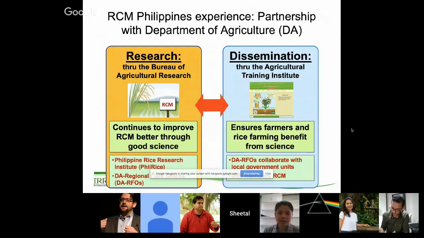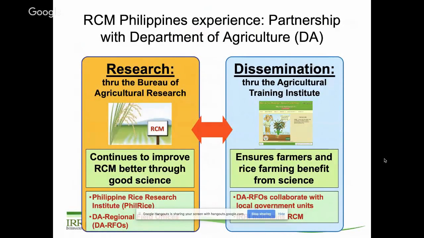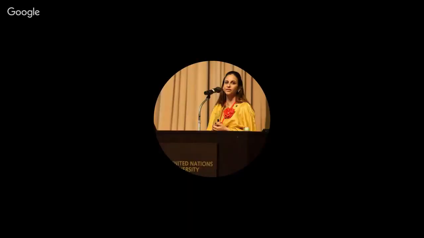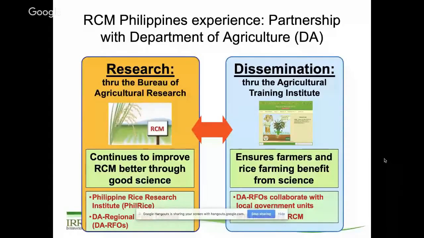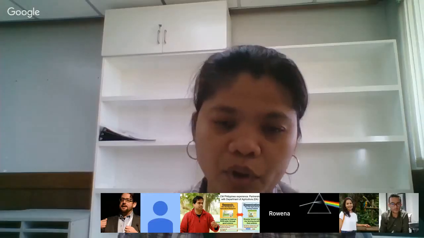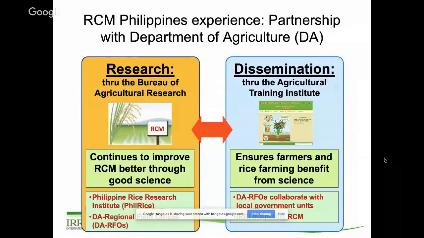And the other part of the project activity is the dissemination, which is to ensure that this RCM technology is reaching farmers. We are collaborating more with the Department of Agriculture regional field offices, and they partner with the local government units. Now, similar to India, we are using the existing extension service from the local government units to facilitate the dissemination and deployment of this Rice Crop Manager.